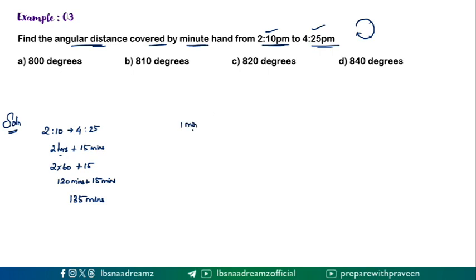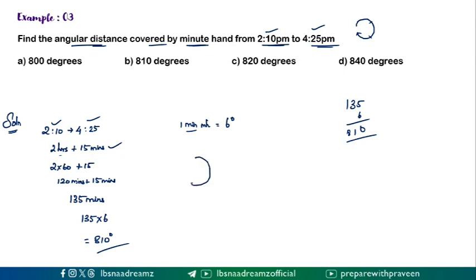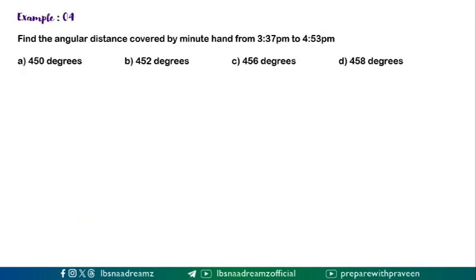So we have already seen the angle covered by minute hand in 1 minute is equal to 6 degrees. So you just need to multiply 135 into 6, which is equal to 810 degrees. So in 2 hours 15 minutes, that is from 2:10 to 4:25, the minute hand would have covered 810 degrees. So option B is the right answer. Yes, option B is the right answer. Understood, right? Now let us see the next example.